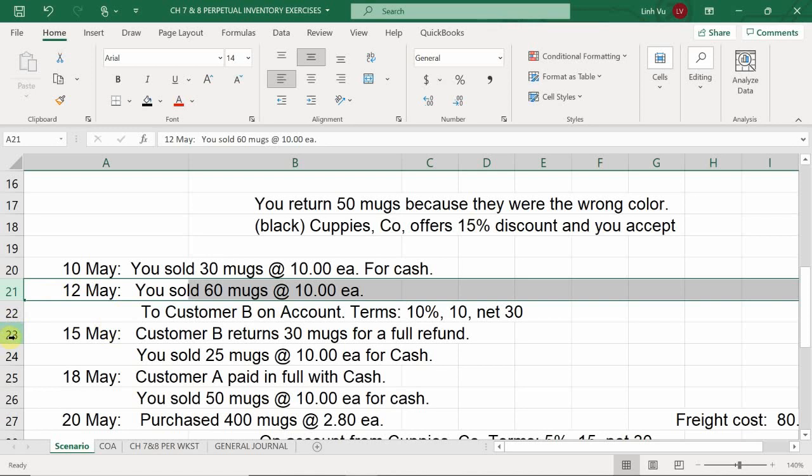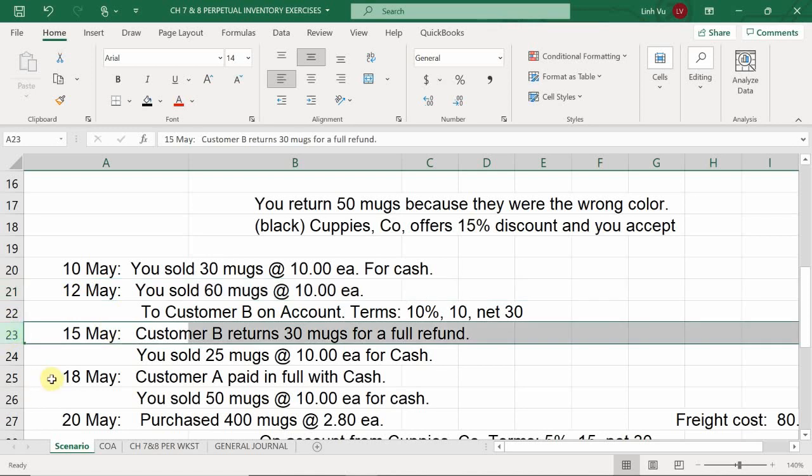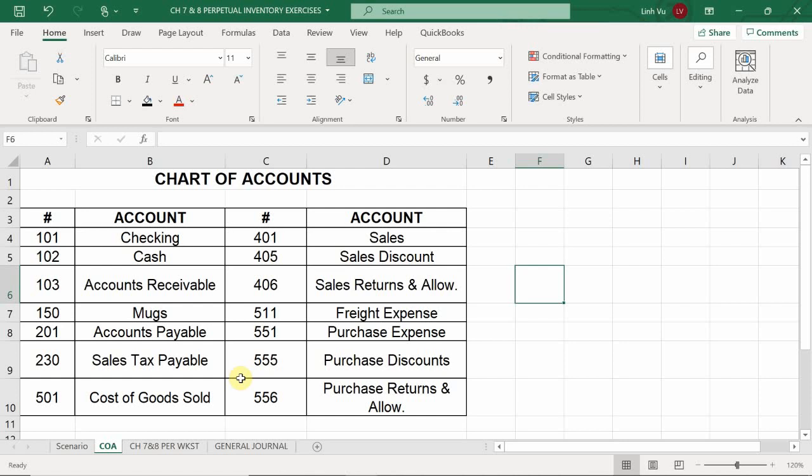So then May 15 rolls around, okay? Customer B decides to return 30 of those mugs for a full refund. Full refund for 30 of those mugs. So let's take a look at my chart of accounts to see if I have those exact accounts that I need.